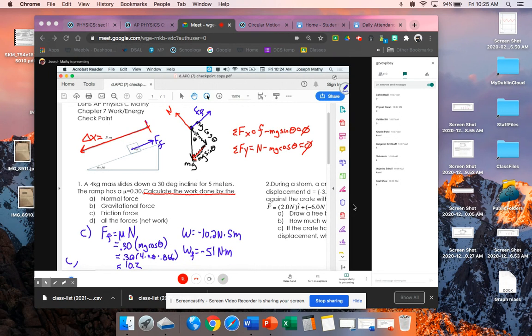So look what we have here, okay? In this problem, we made an assumption that this was going at constant speed. This can't be going at constant speed, and here's why.